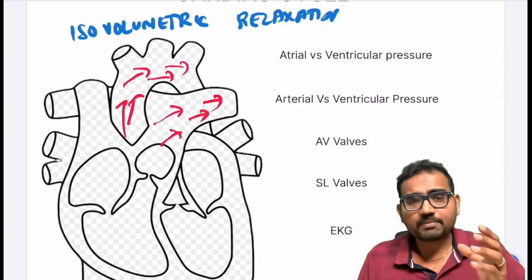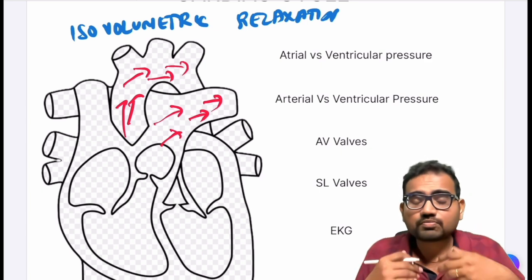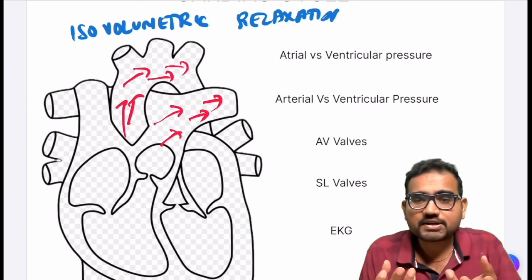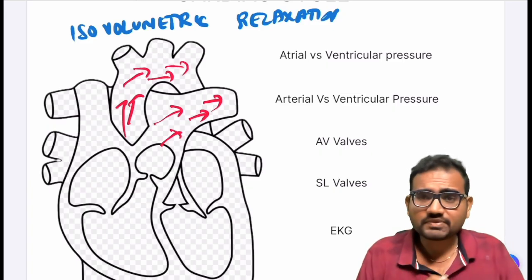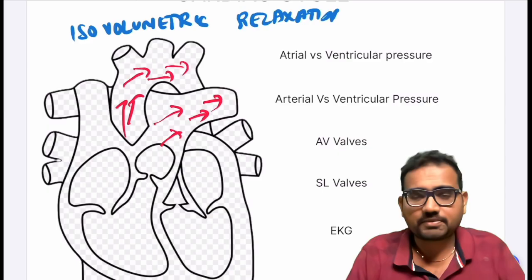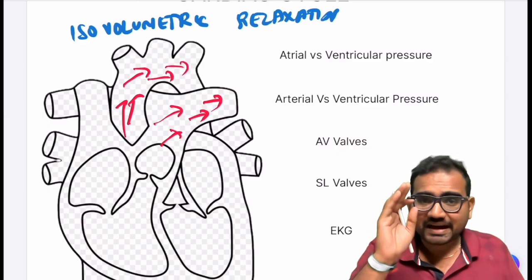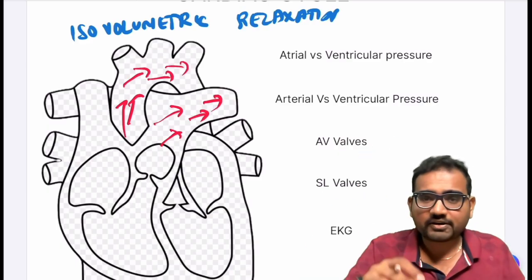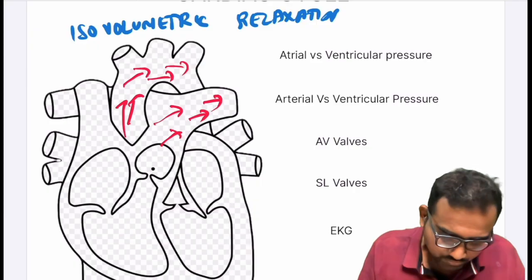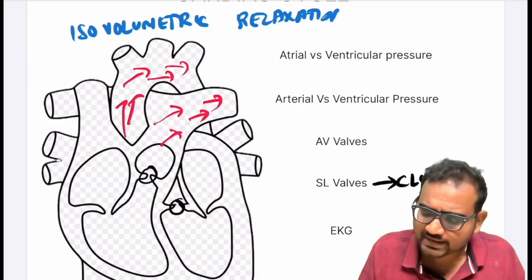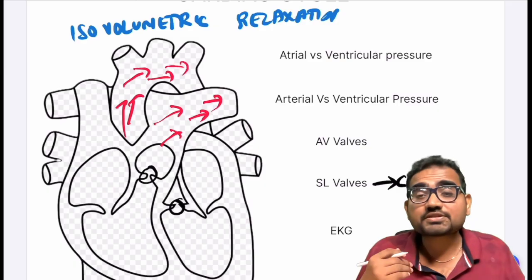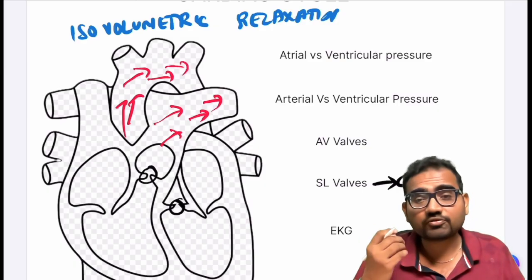As more and more blood starts to enter into the pulmonary arteries and the aortic arch, the pressure inside builds up. Once it builds up, there is again going to be closing of the semilunar valves. So the semilunar valves close. Why? Because the pressure has become more than that of the ventricles.